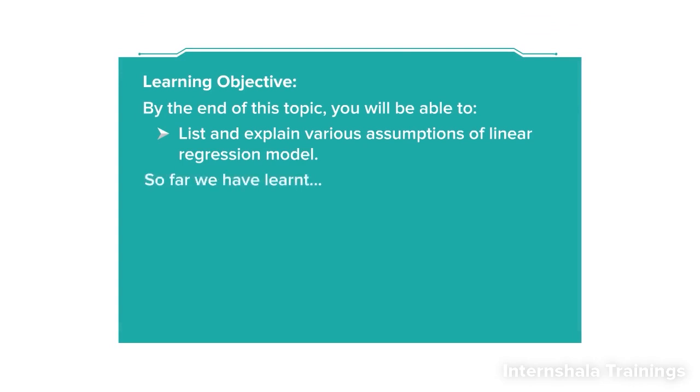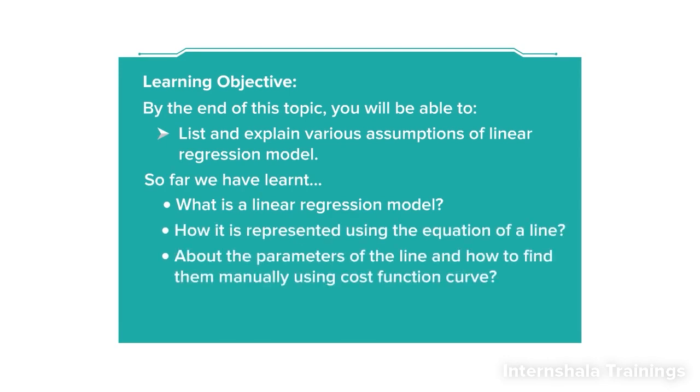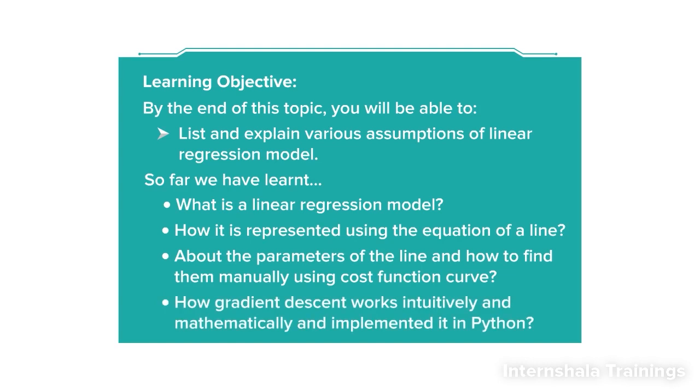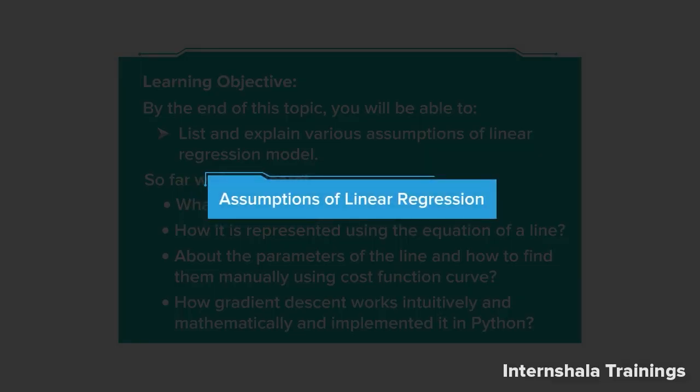So far, we have learned what is a linear regression model, how it is represented using the equation of a line, about the parameters of the line and how to find them manually using cost function curve, how gradient descent works intuitively and mathematically, and we also implement it in Python. Now in this tutorial, we are going to learn about the assumptions of linear regression which must be satisfied so that the linear regression can produce desired results. So let's dive right into it.